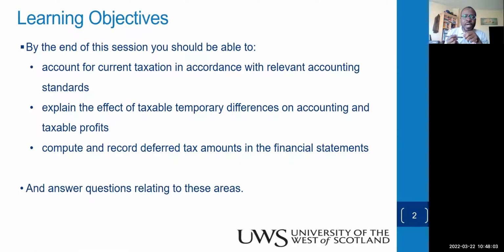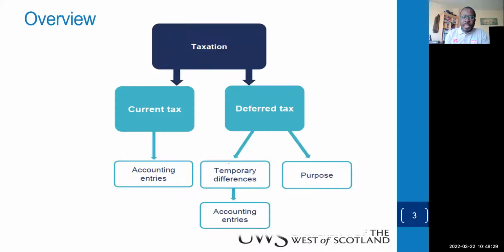So we account for the current taxation in accordance with the relevant accounting standards. We explain the effects of taxable differences on accounting and taxable profits. So I'll end here for the first part. Then the second part we'll look at how to record deferred tax in the financial statements. So we split them.